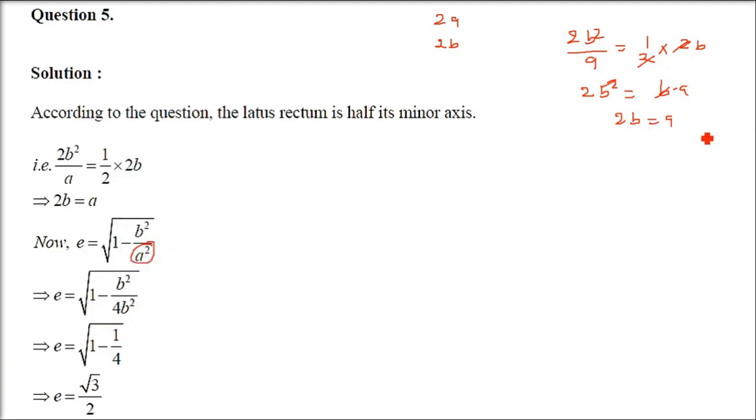Now coming to the eccentricity, eccentricity is under root 1 minus b square by a square. In place of a, you put 2b. So a square will be 4b square. You just put 4b square here, b square cancels, 1 minus 1 by 4 is 3 by 4. So under root 3 by 4 is root 3 by 2. This is the eccentricity.